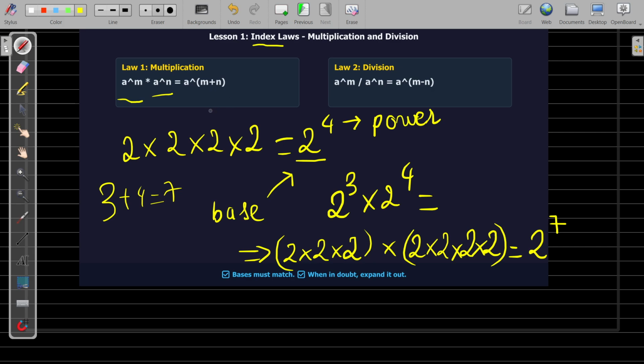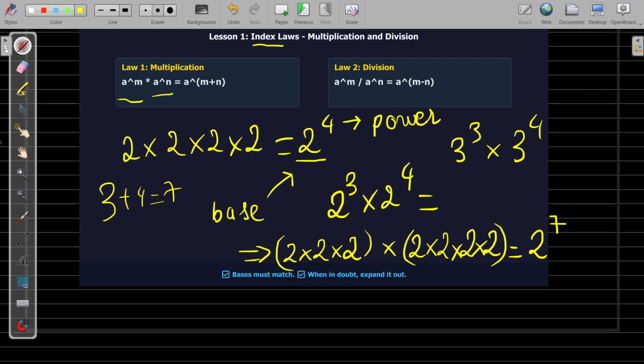We're multiplying with the same base, so you add the powers. Remember, it has to have the same base. You cannot say, for example, 3 to the power of 2 multiplied by 2 to the power of 4. This doesn't really work because it has to be the same big number base. It can be base 3 as well, but it has to look something like this for this to happen.